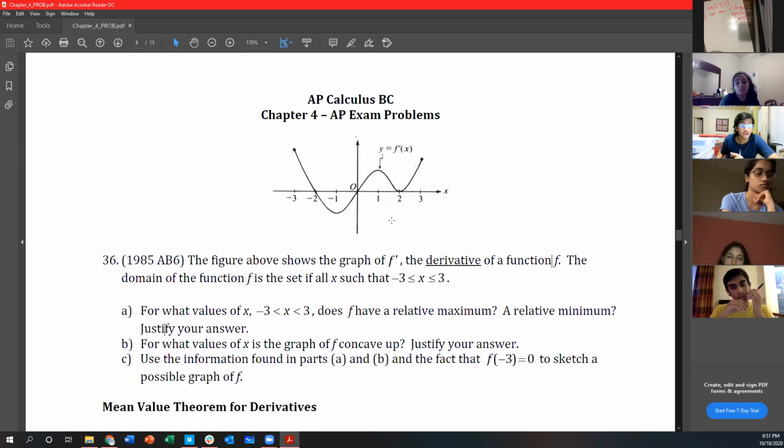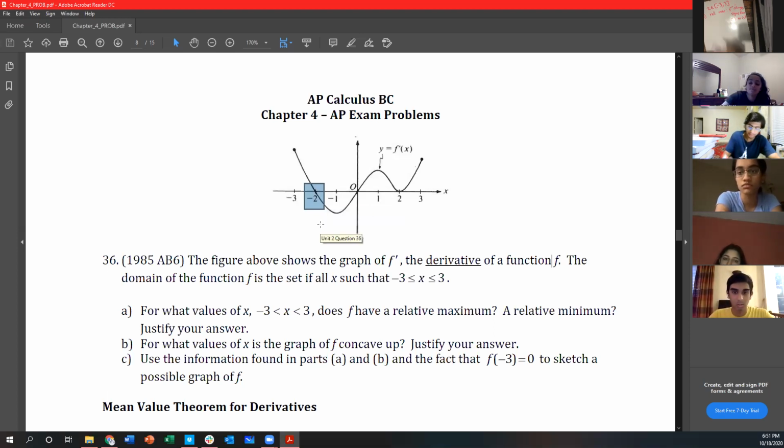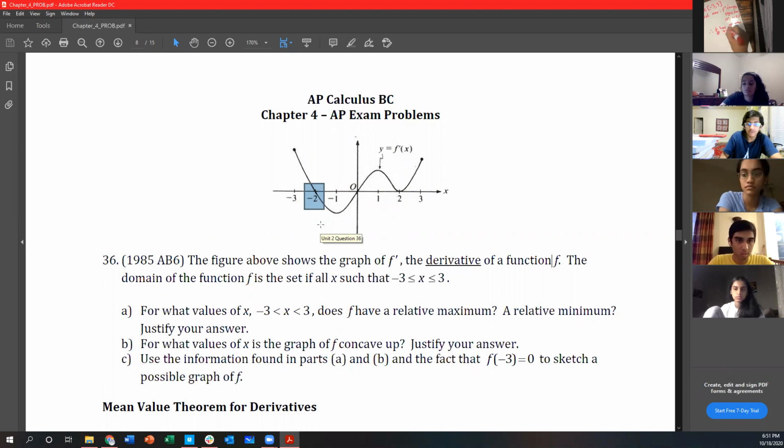Be careful here. You're not looking for the slope of this graph. You're looking for the graph itself. Go ahead, Alina. Well, I was just going to say x equals -2. -2, perfect. Yeah, I think that's the only value, right? Yes. So x equals -2. Okay, here's what I would say. f has a relative maximum at x equals -2 because f prime changes signs, and so on. You know the rest.